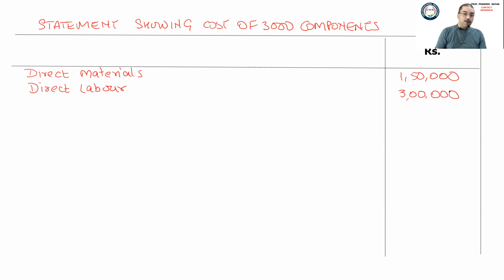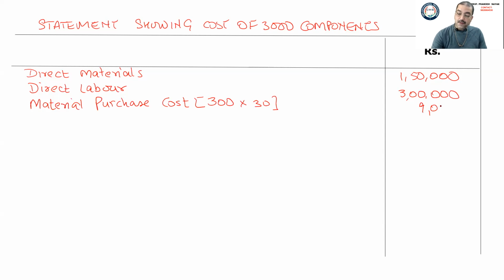Then all the indirect costs. Material procurement cost, that is material purchase cost. How many orders were there? 30 orders. Per order the cost rate was 300. So 300 into 30, 9,000.